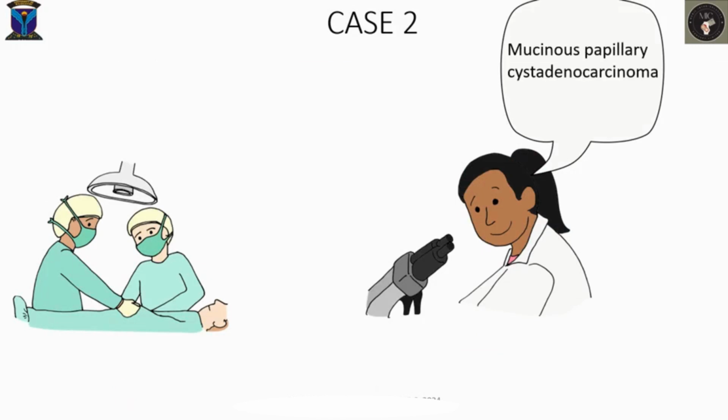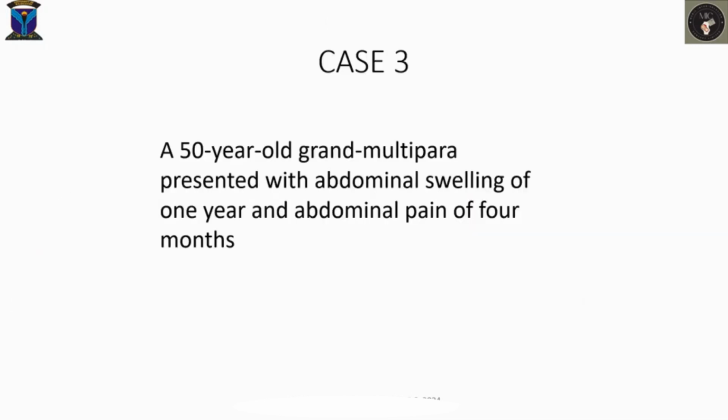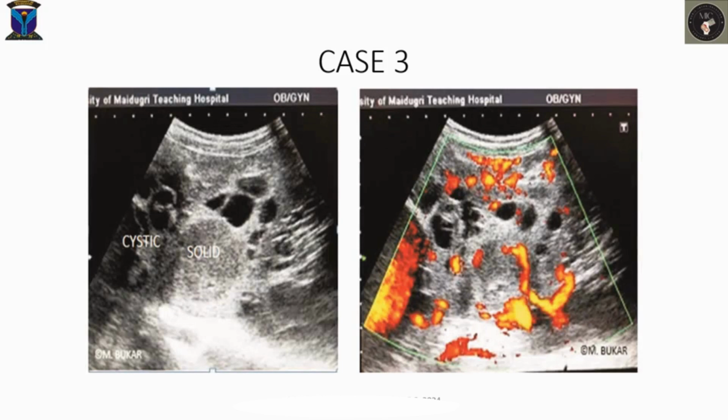So the patient had surgery, and the finding was a mucinous papillary cystadenocarcinoma. Case number 3 was a 50-year-old multipara who presented with abdominal swelling of 1 year and abdominal pain of 4 months. Look at the lesion.